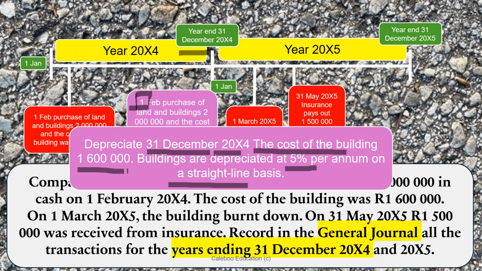Now the value of the buildings, I say it quite often, is 1.6 million, because the other 400,000 of the 2 million was the land. What is depreciating? The buildings. Now this needs to go through the general journal. At year end of year one, depreciate the land and buildings that were bought on the 1st of February.